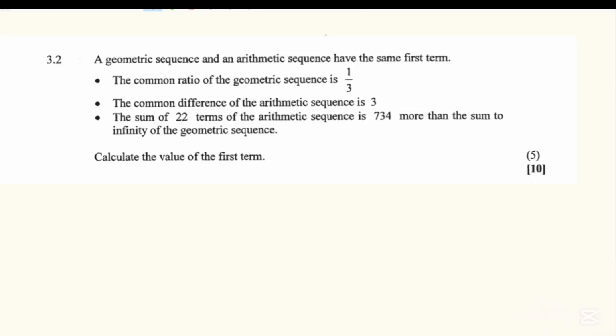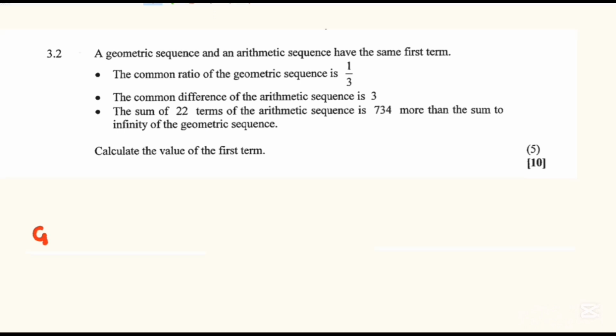Question 3.2 reads: a geometric sequence and an arithmetic sequence have the same first term. The common ratio of the geometric sequence is 1 over 3. The common difference of the arithmetic sequence is 3. The sum of 22 terms of the arithmetic sequence is 734 more than the sum to infinity of the geometric sequence, and we calculate the value of the first term.